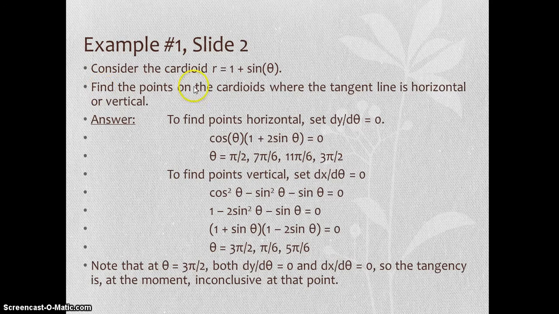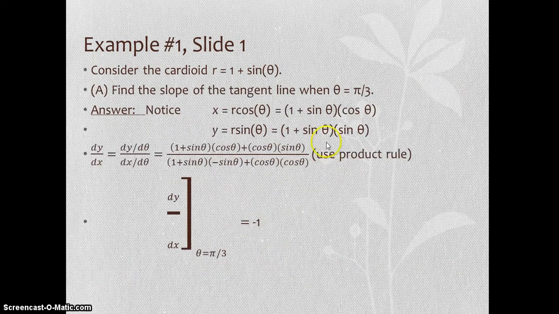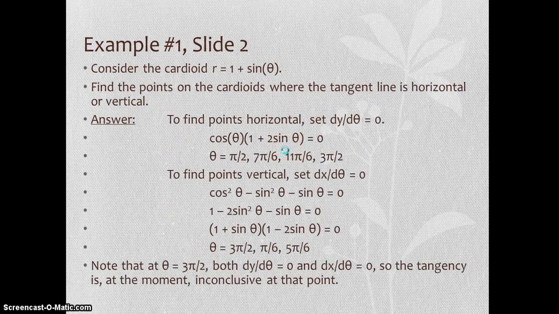All right, part B, find the points on the cardioid where the tangent line is horizontal or vertical. So just like with parametrics, to find points that are horizontal, we're going to set dy/d theta equal to 0. And if you remember from the previous slide, dy/d theta is the numerator here, which I've cleaned up to say cosine theta times 1 plus 2 sine theta. We're going to set that equal to 0 and use our trig knowledge to find our points. The cosine produces the zeros of pi over 2 and 3 pi over 2. The 1 plus 2 sine theta produces zeros of 7 pi over 6 and 11 pi over 6.